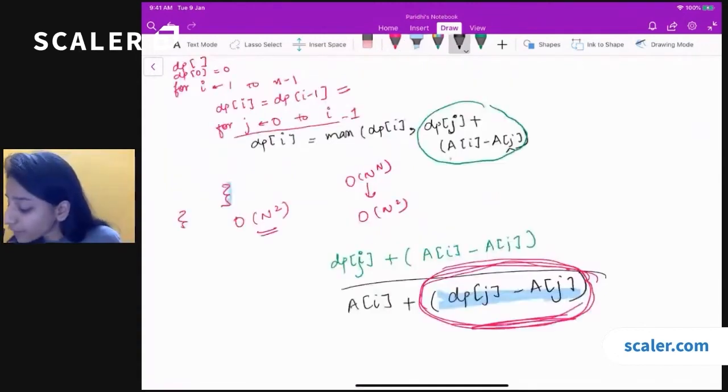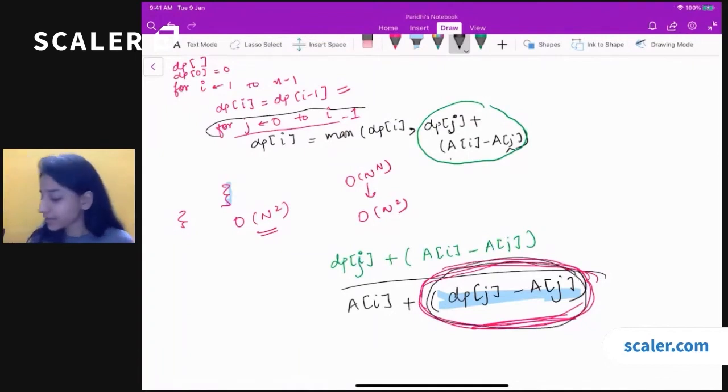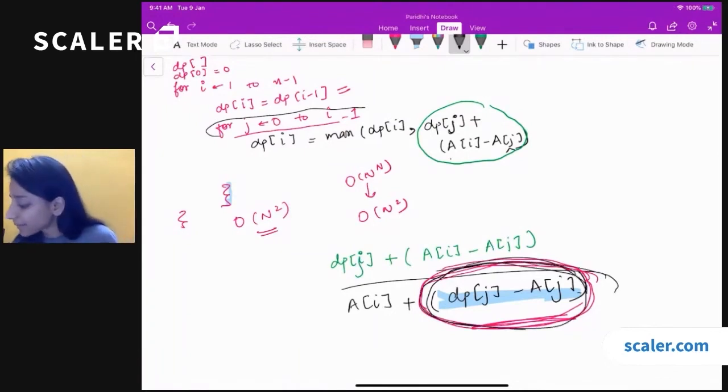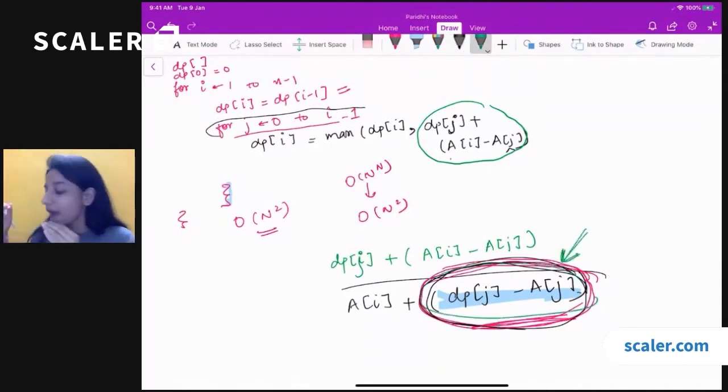We were only moving our j loop to check for which value of j we are getting this as the maximum, so that the complete value is maximum, right? So instead of going to each jth position, we can actually store this particular value in a variable, and then we can keep on updating that variable.